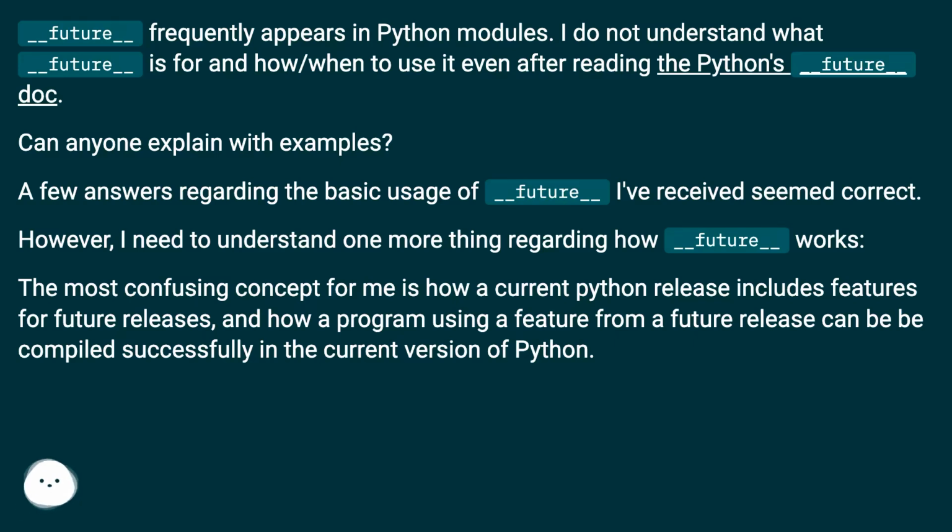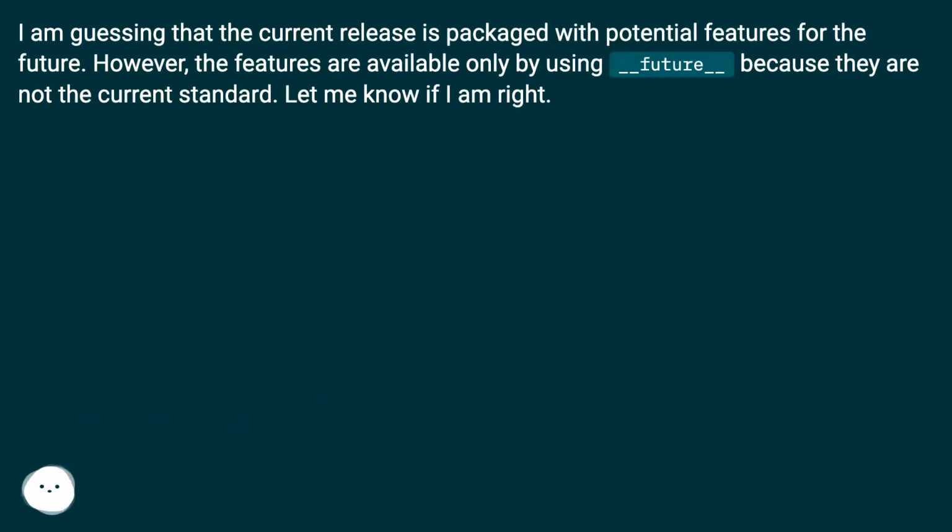A few answers regarding the basic usage of __future__ I've received seemed correct. However, I need to understand one more thing regarding how __future__ works. The most confusing concept for me is how a current Python release includes features for future releases, and how a program using a feature from a future release can be compiled successfully in the current version of Python. I am guessing that the current release is packaged with potential features for the future. However, the features are available only by using __future__ because they are not the current standard. Let me know if I am right.